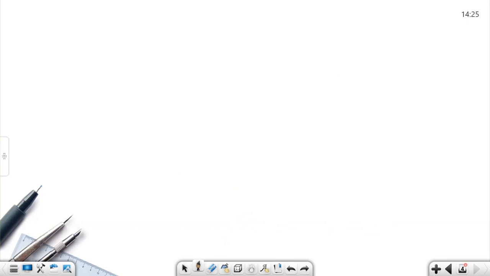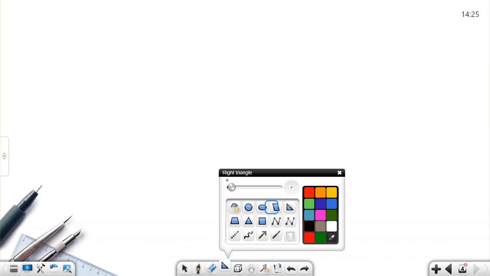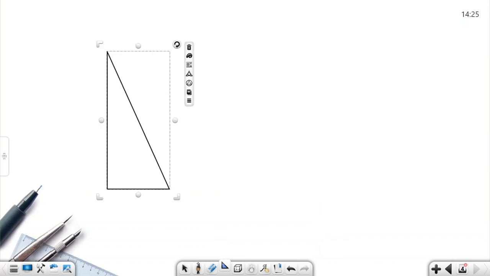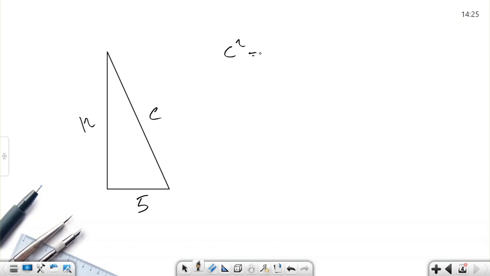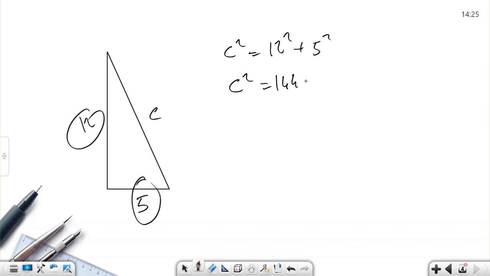Or let's solve another example. Let's draw that right triangle. That's the right triangle. Let's say this is 5, that's 12. Then what is the hypotenuse? So c square is equal to 12 square plus 5 square, because these are the legs, 12 and 5. 12 square is 144 plus 5 square, 25. So c square is 144 plus 25. What is it? 169. Use the square root.